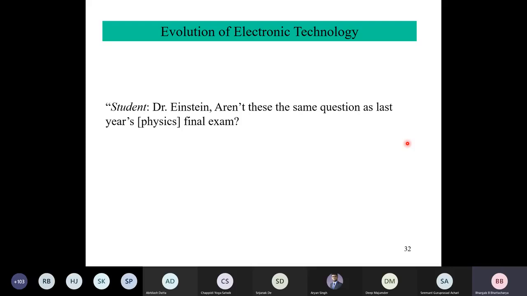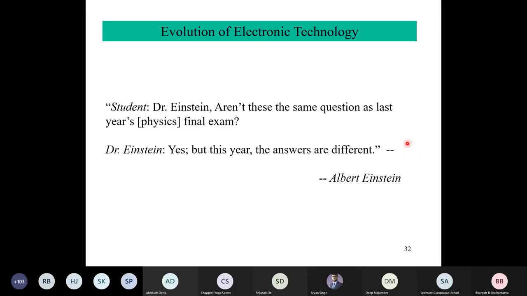Okay, in a lighter mood, there is an interesting hypothetical conversation. Albert Einstein is teaching physics, and he sets some question papers in the final exam. Some student asked, Dr. Einstein, aren't these the same questions as last year's final exam? You know what Einstein replied? Yes, but this year the answers are different.